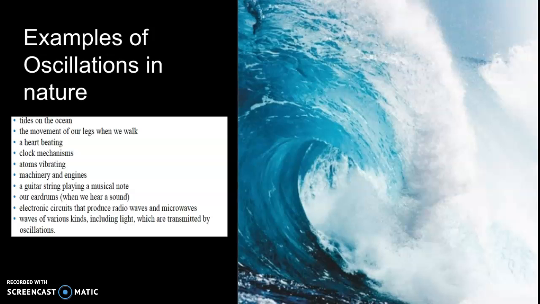And there are loads of different types of oscillations in nature. List: tides on the ocean, the movement of your legs as you walk, a heart beating, clock mechanism, atoms vibrating, machinery and engines, guitar strings. And I'll put an example of that on Google Classroom for you to watch. Your eardrums, electronic circuits, waves of various kinds. So these are all examples of oscillations.